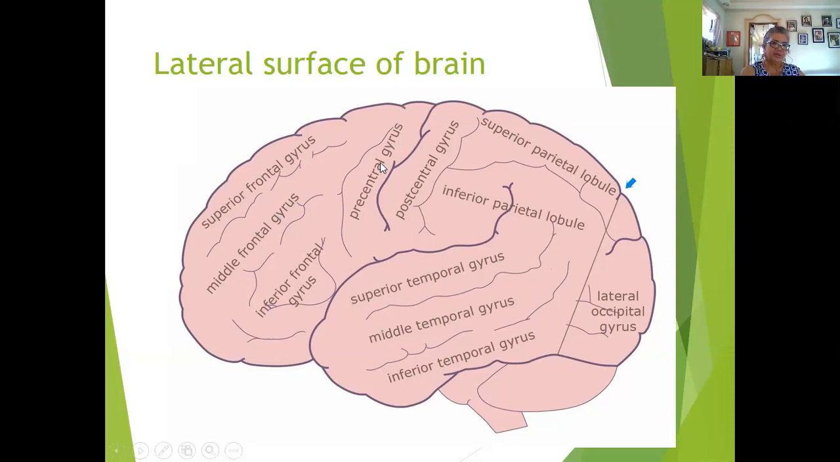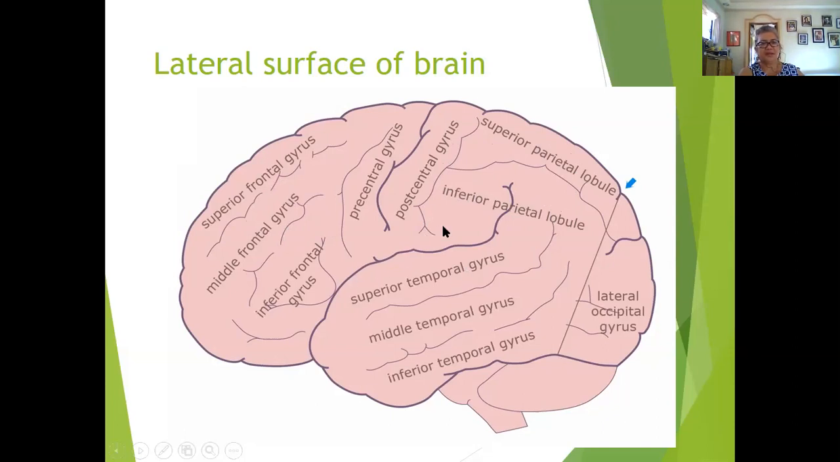It will include your precentral gyrus and the 3 frontal gyri: your superior, your middle, and your inferior frontal. So you have here the inferior frontal sulcus and your superior frontal sulcus. Then on the parietal portion, you will have the postcentral gyrus, the superior parietal lobule, and the inferior parietal lobule.